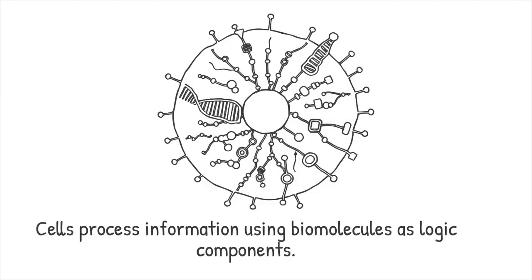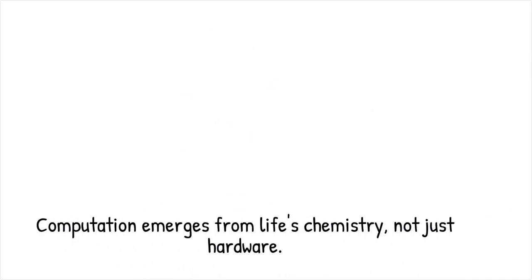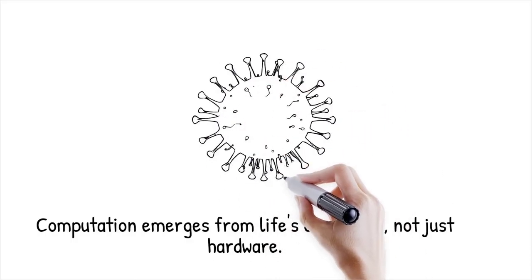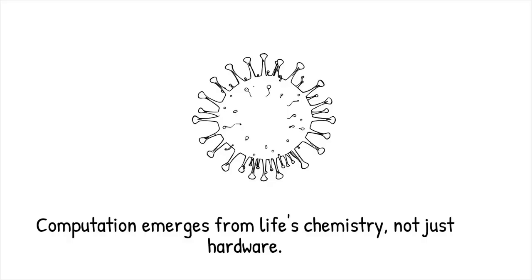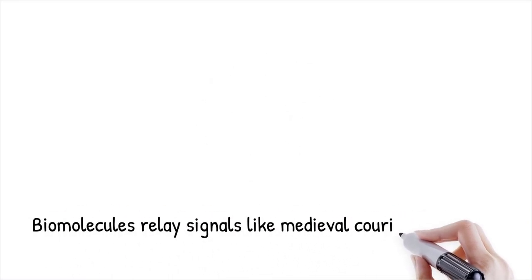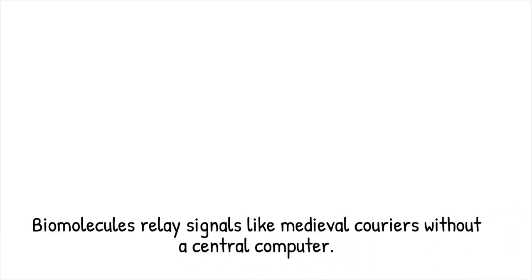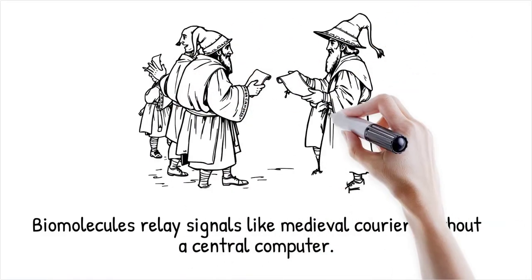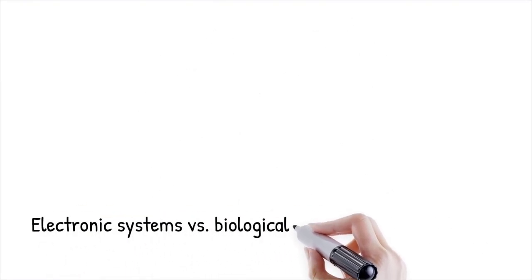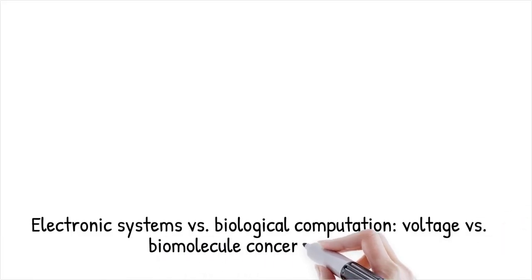Cellular computation occurs naturally through biochemical reaction networks that respond to inputs and produce outputs. This demonstrates that computation is not confined to silicon-based hardware and can emerge from the chemistry of life. In bacteriophage infection, a viral genetic circuit decides between lytic and lysogenic pathways based on molecular if-then interactions. It is like a medieval message relay where couriers pass signals and make routing decisions without any central computer.